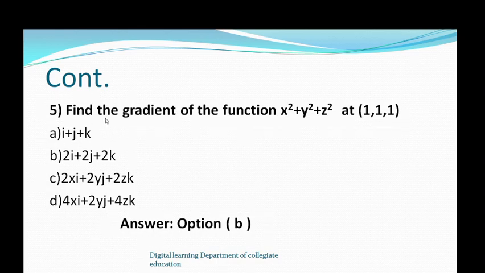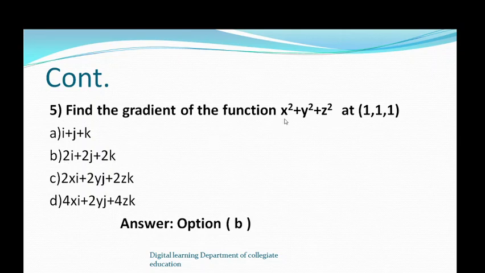Fifth one, find the gradient of the function x square plus y square plus z square. Option A, i plus j plus k. Option B, 2i plus 2j plus 2k. Option C, 2xi plus 2yj plus 2zk. Option D, 4xi plus 2yj plus 4zk. Option B is the correct one.